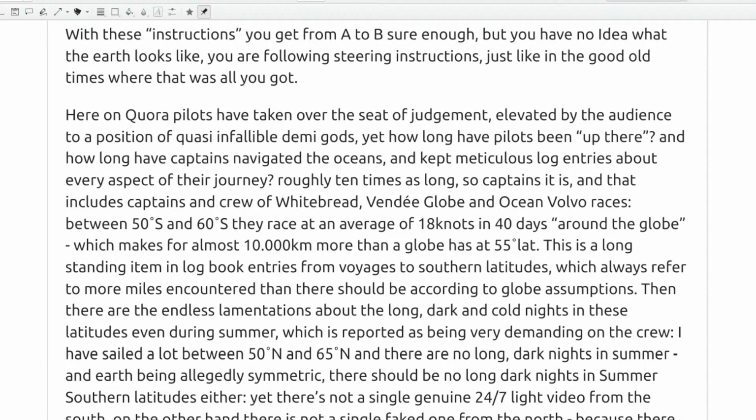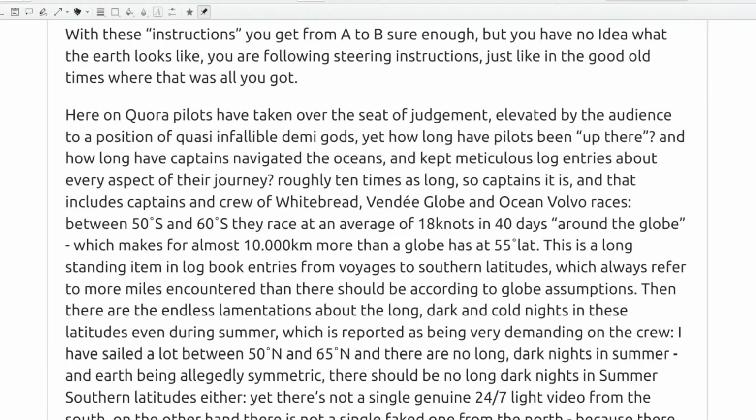Between 50 degrees south and 60 degrees south, they race at an average of 18 knots in 40 days around the globe, quote unquote, which makes for almost 10,000 kilometers more than a globe has at 55 degrees latitude. This is a long-standing item in logbook entries from voyages to southern latitudes, which always refer to more miles encountered than there should be according to globe assumptions. Then there are the endless lamentations about the long, dark, and cold nights in these latitudes, even during summer, which is reported as being very demanding on the crew.